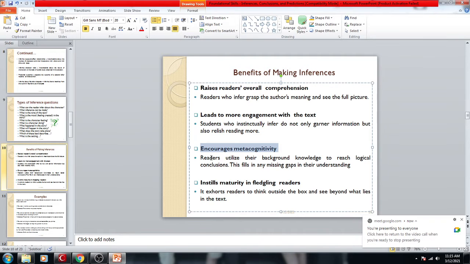So it encourages metacognitivity. Readers utilize their background knowledge to reach logical conclusions. This fills in any missing gaps in their understanding. Instills maturity in young or fledgling readers who are not yet proficient. And so it exhorts, strongly encourages readers to think outside the box and see beyond what lies in the text, to go beyond the literal.